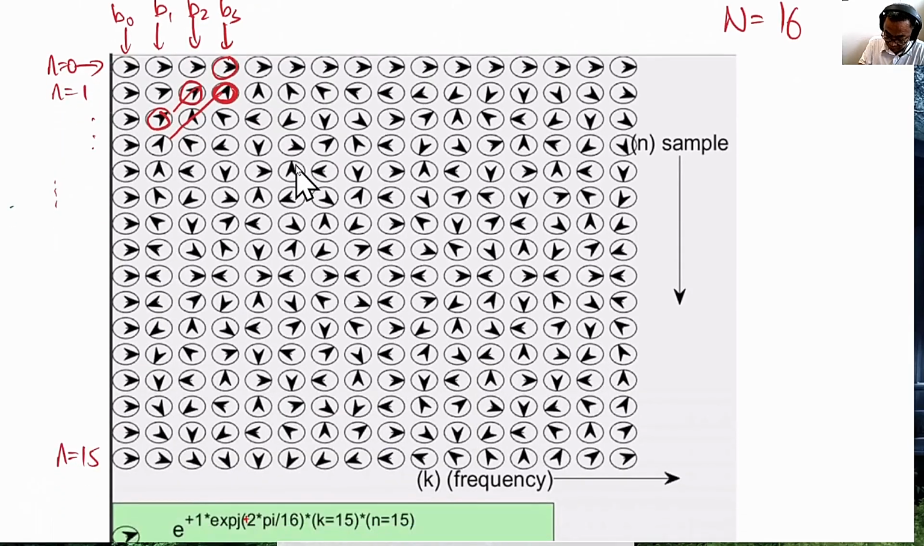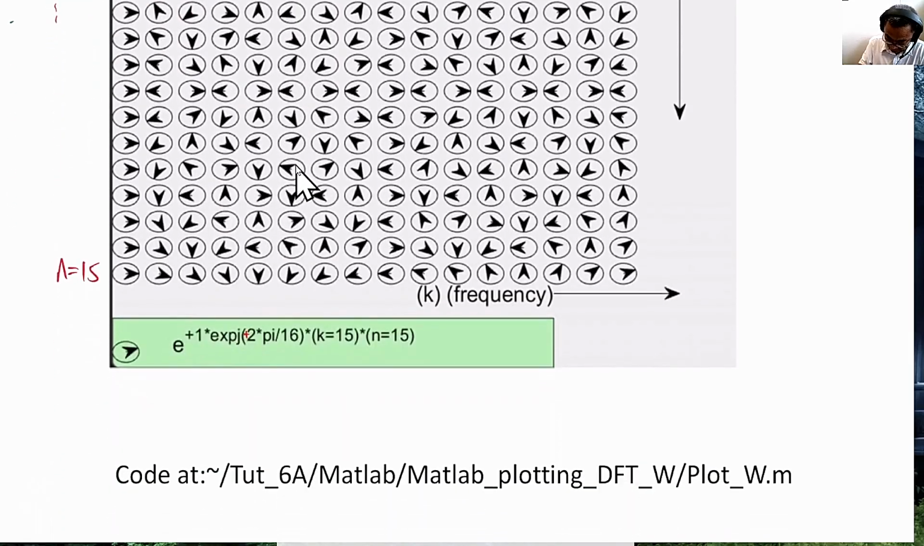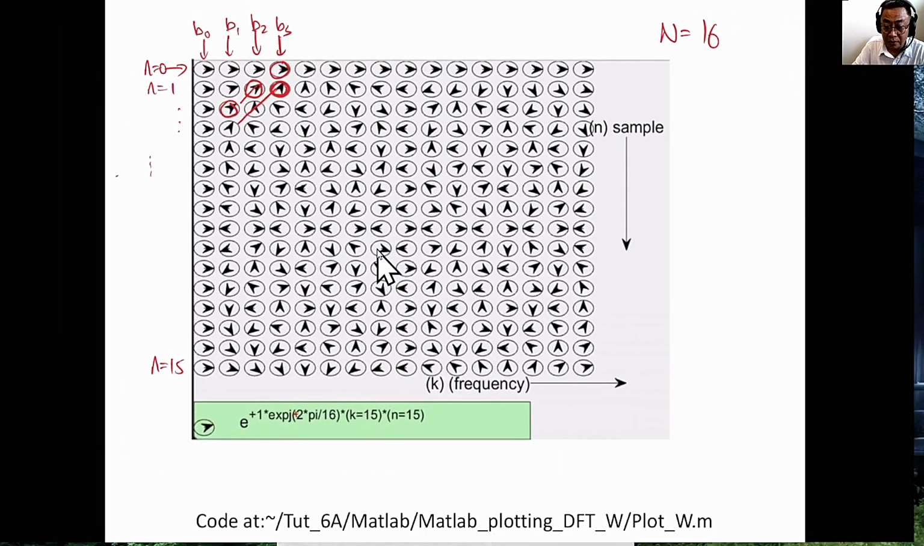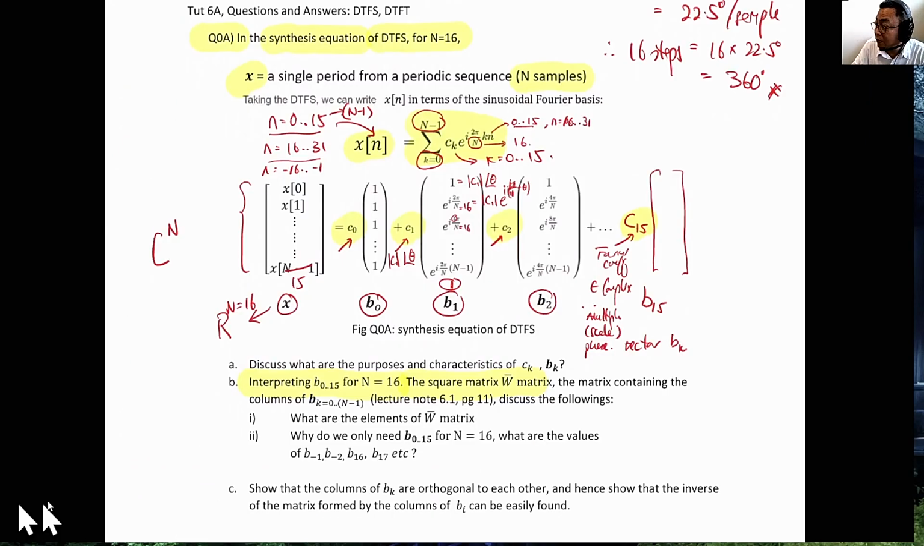So now you can appreciate this diagram, and you can go into this MATLAB to run this plotting by changing various n. So with this, we end question 0A, part small a. Thank you.